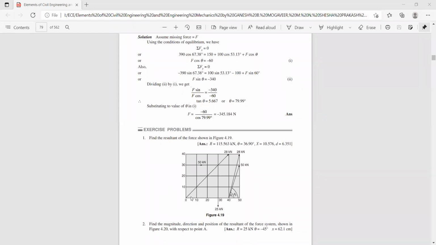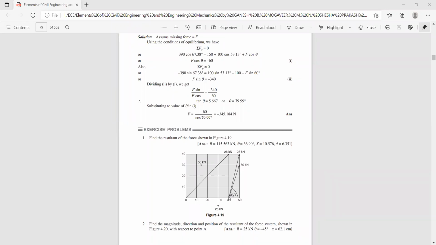So sigma M A is equal to, now you have a 50 kilonewton force acting in this direction, and the perpendicular height is 30, from this point to this point. So it creates a clockwise moment. So 50 into 30, it is 1500.